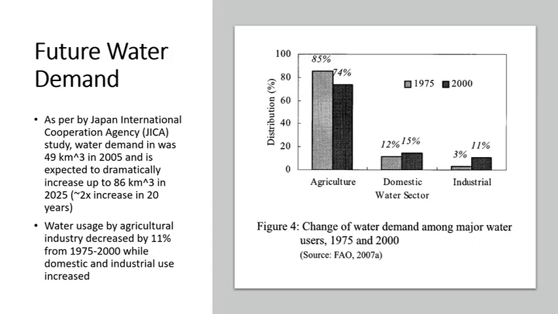And note that our water supply is just around 100 plus cubic kilometers. So we can't, or we shouldn't really grow that much. I mean, our population should probably stop growing too much, and we should start reducing our water consumption. And then water usage by the agricultural industry decreased by 11% from 1975 to 2000, although this was also matched by an increase in domestic and industrial use.